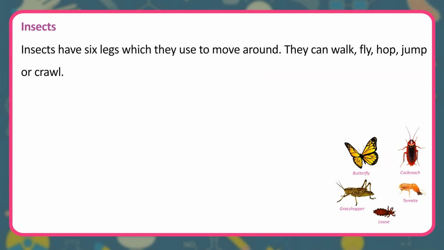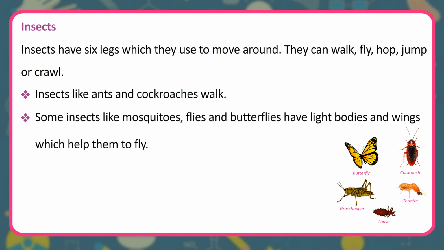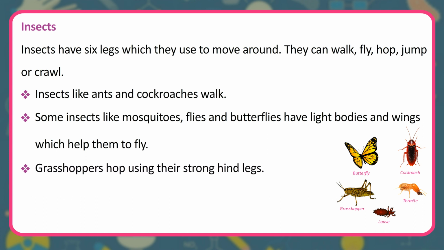Insects. Insects have 6 legs which they use to move around. They can walk, fly, hop, jump or crawl. Insects like ants and cockroaches walk. Some insects like mosquitoes, flies and butterflies have light bodies and wings which help them to fly. Grasshoppers hop using their strong hind legs.